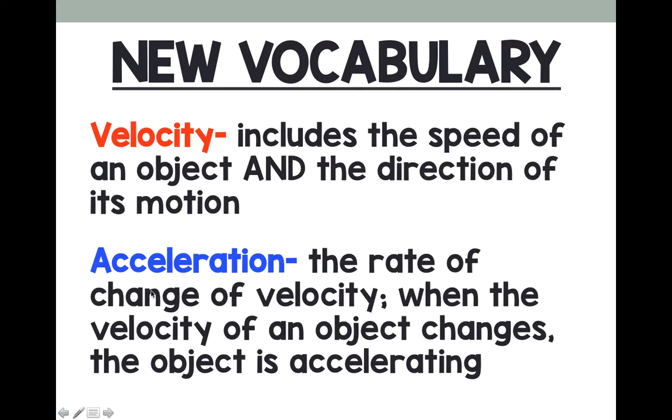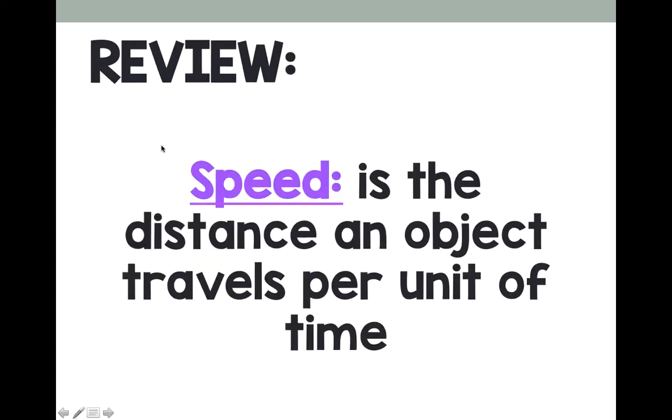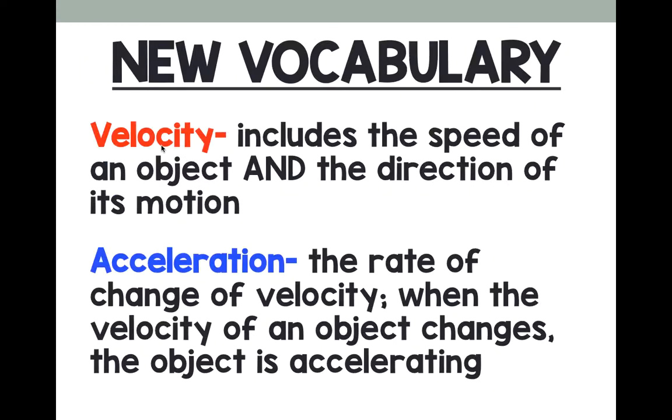And then we have another new word, acceleration. Acceleration encompasses velocity. So we have speed as our base word. Velocity is speed with direction. And then acceleration is when velocity changes. That's all acceleration is. It's when the velocity or the speed of something changes. And when the velocity of an object changes, the object is accelerating.